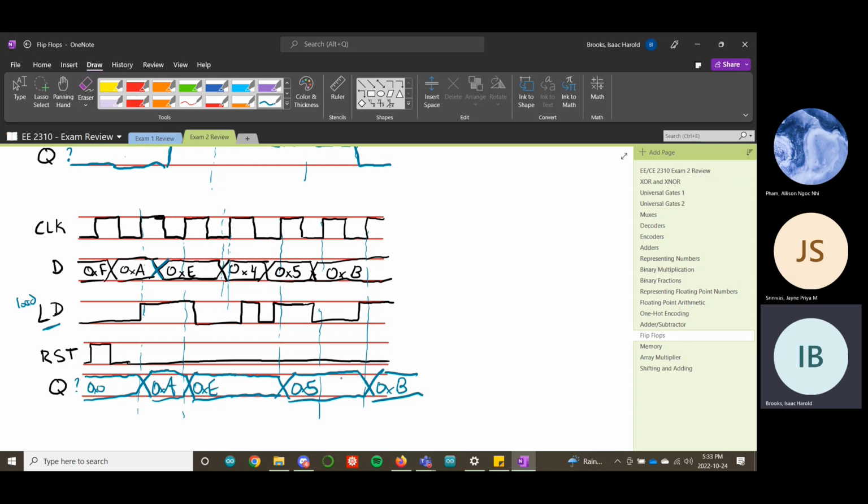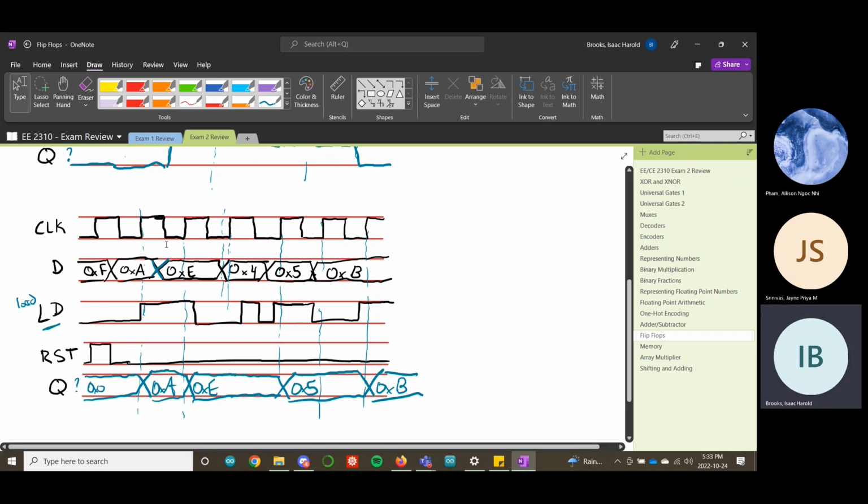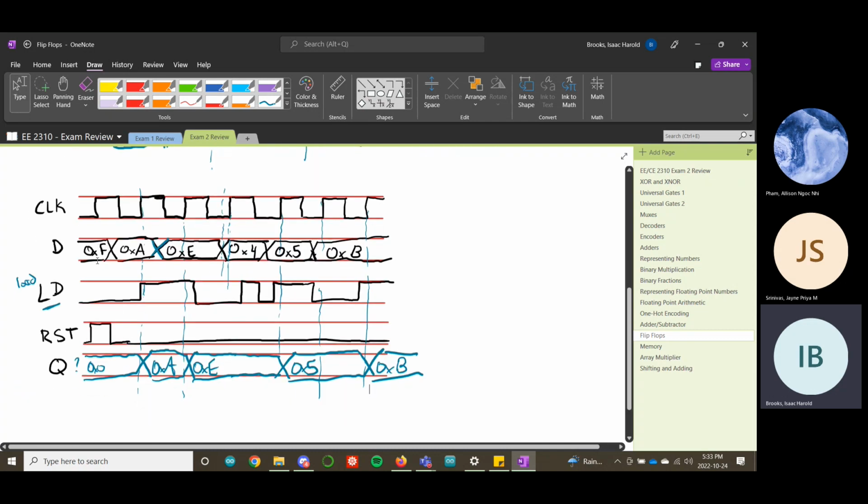Okay. So this is all you have to do for these ones. It's really not that bad. You just look at what's in the D, you pass it to the Q. I would imagine that a timing diagram question like this, like one of these or maybe both, will be on your exam.